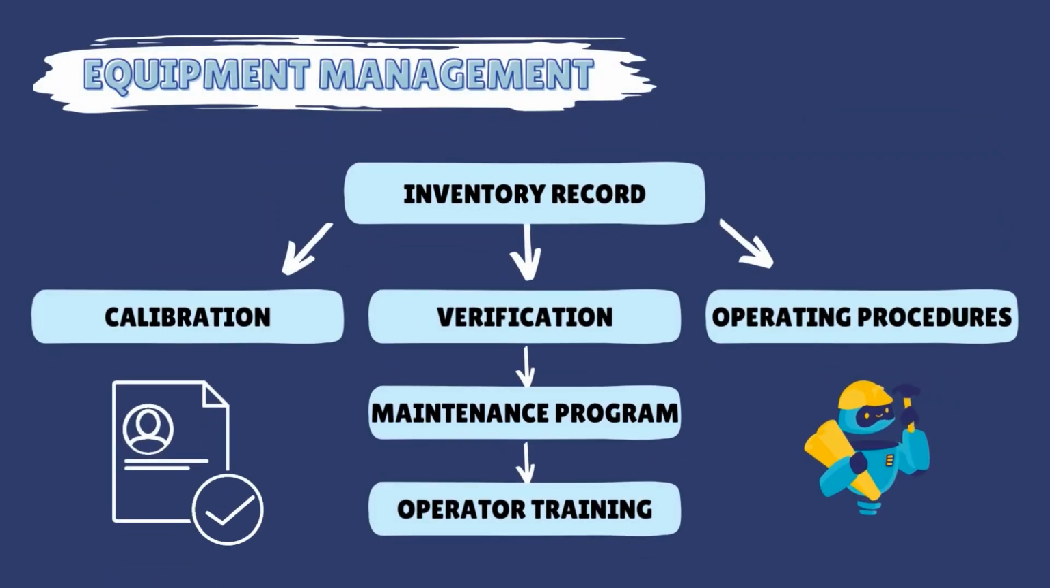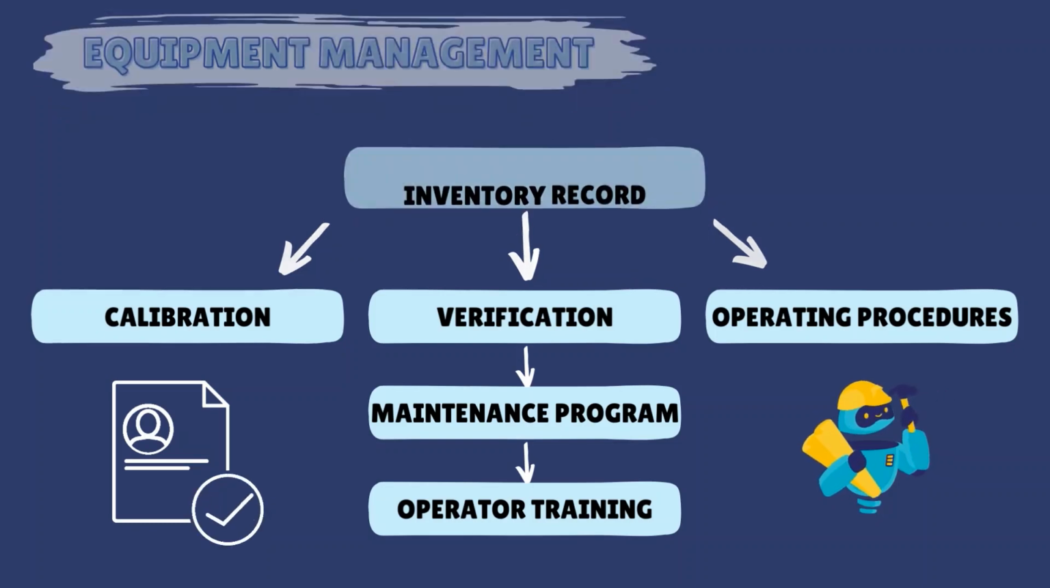First, all equipment must be recorded in the inventory record. It should also be calibrated prior to use. Performance verification should be done to verify the manufacturer's claim on the equipment's performance. An operating procedure should also be established for each equipment, followed by a maintenance program to ensure good performance of equipment. Operator training on troubleshooting is very important to ensure a smooth working process.